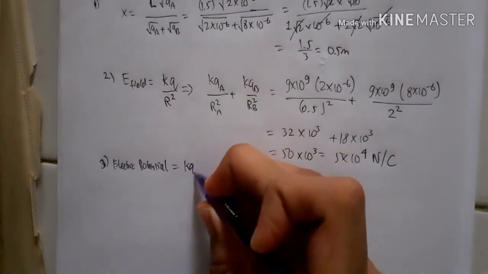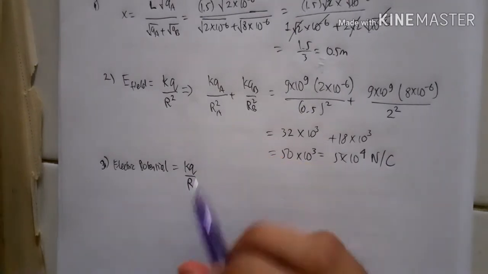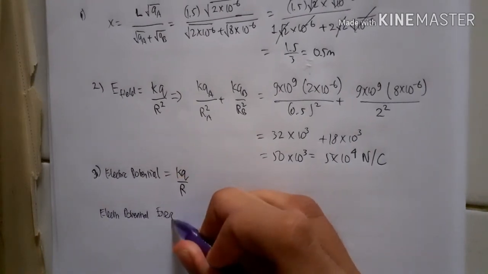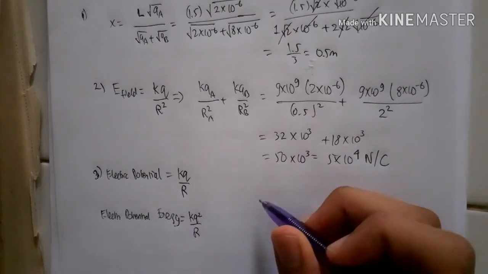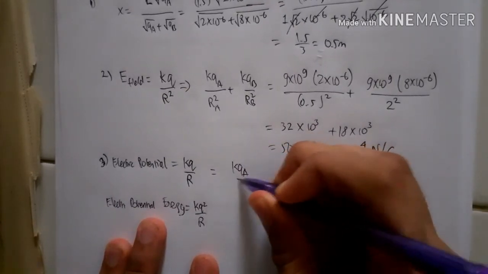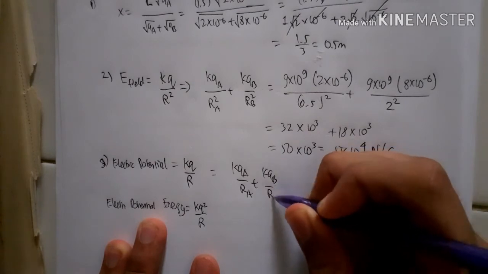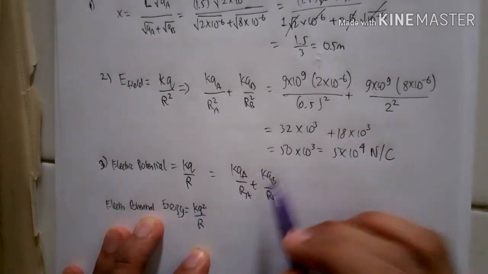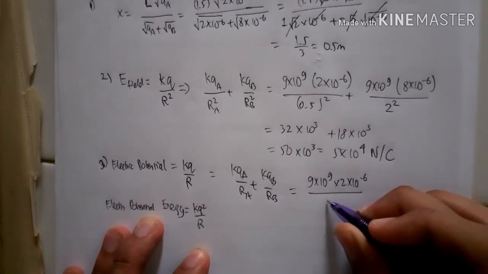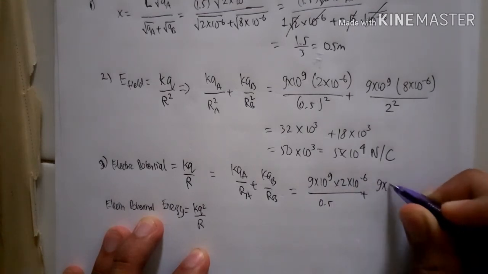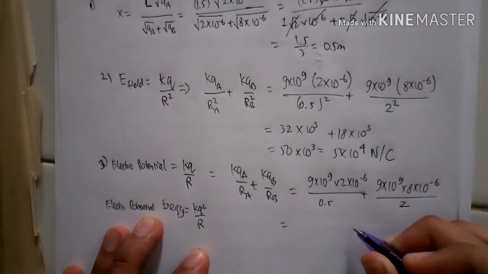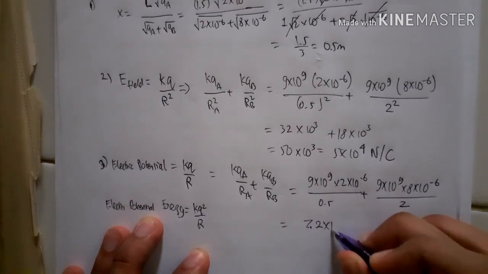The formula of electric potential is kq over r for the question, but electric potential energy is kq squared over r. So we just use this formula here, using the same method as this. We find A and we find B. 9 times 10 to the power of 9 times 2 times 10 to the power of minus 6 over the distance 0.5, plus 9 times 10 to the power of 9 times 8 times 10 to the power of minus 6 over 2. You can calculate that the value is 7.2 times 10 to the power of 4 volt.